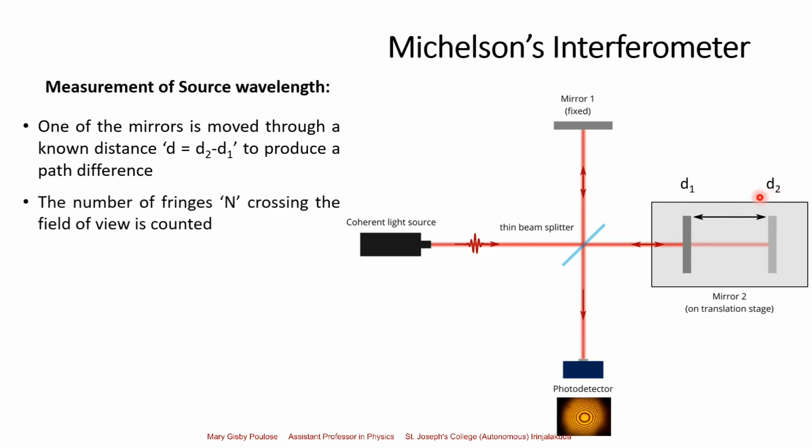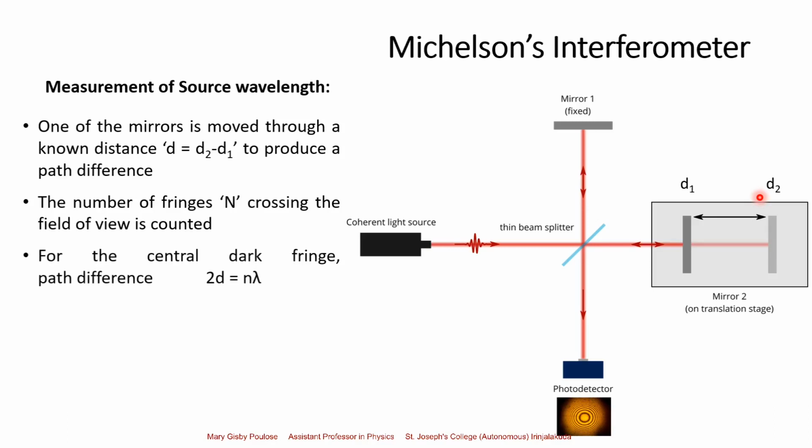So while you shift the mirror, what you see in the telescope is a number of fringes getting shifted across the cross wire. And you have to count the number of fringes. So let the number of fringes crossing the field of view be n.